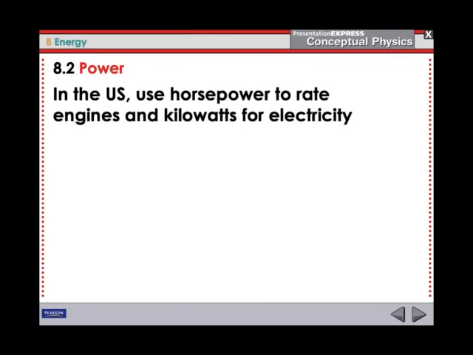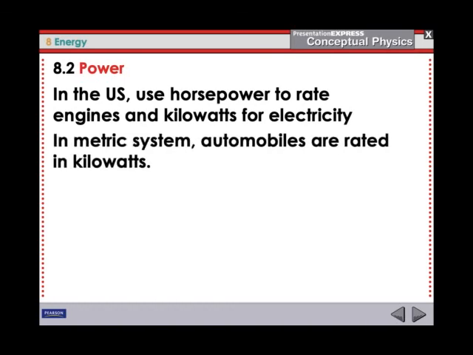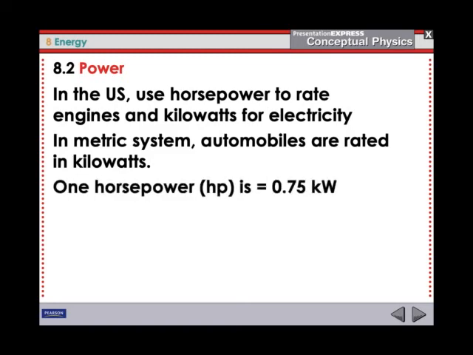In the US, we use horsepower to rate engines and kilowatts for electricity. In the metric system, automobiles are rated in kilowatts. And if you were wondering what a horsepower is, it equals 0.75 kilowatts.